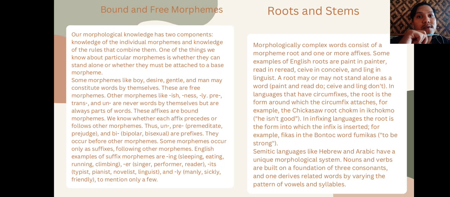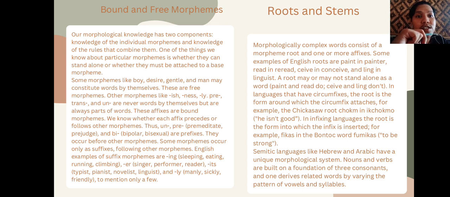Bound and free morphemes. Our morphological knowledge has two components: knowledge of the individual morphemes and knowledge of the rules that combine them. One of the things we know about particular morphemes is whether they can stand alone or whether they must be attached to a base morpheme. Some morphemes like boy, desire, gentle, and man may constitute words by themselves. These are free morphemes. Other morphemes like ish, ist, ly, pre, trans, and un are never words by themselves, but are always parts of words. These affixes are bound morphemes.